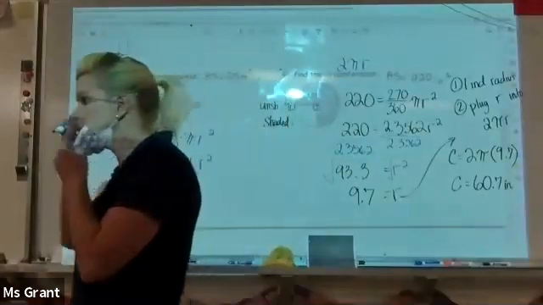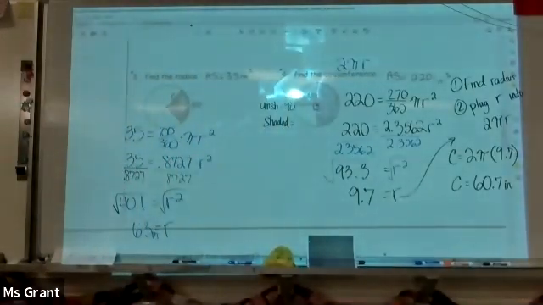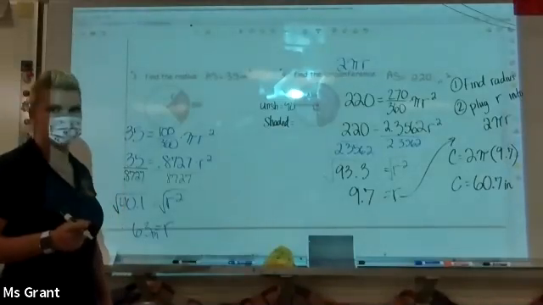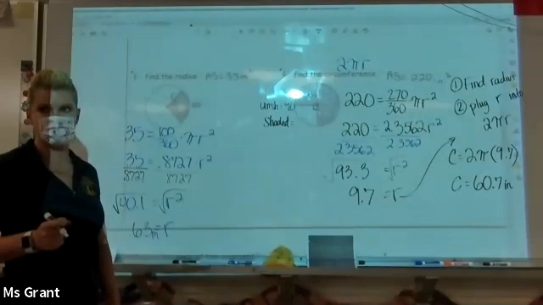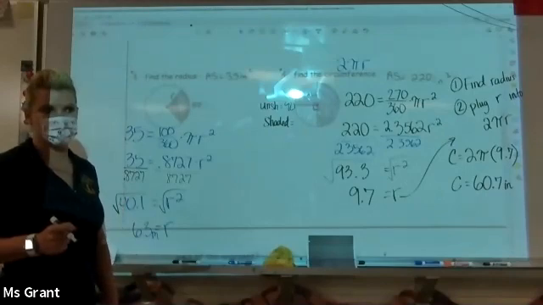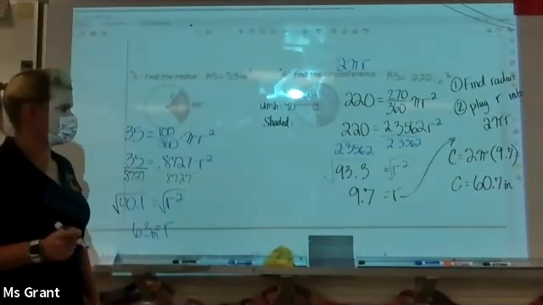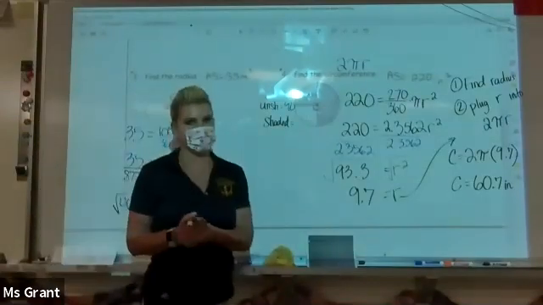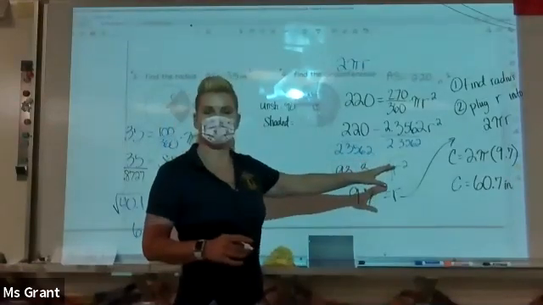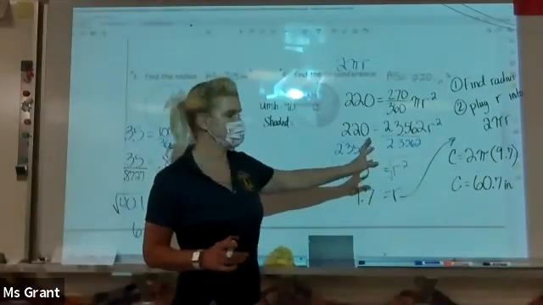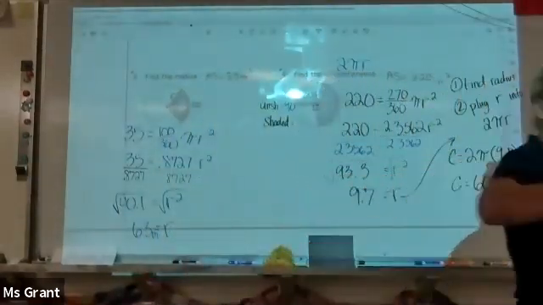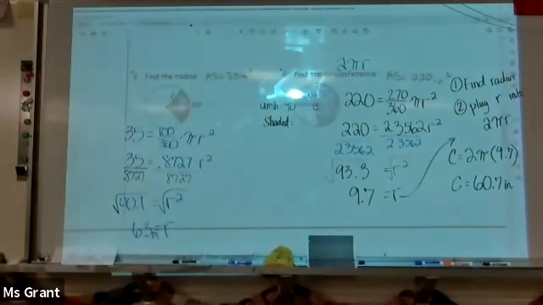60.7, you guys, approximately? Yes? So I had to find the radius first, 9.7. Plug that into the circumference formula, 2 times pi times radius. Got the circumference of the whole circle. Okay. We're doing good on time. Great, great, great.